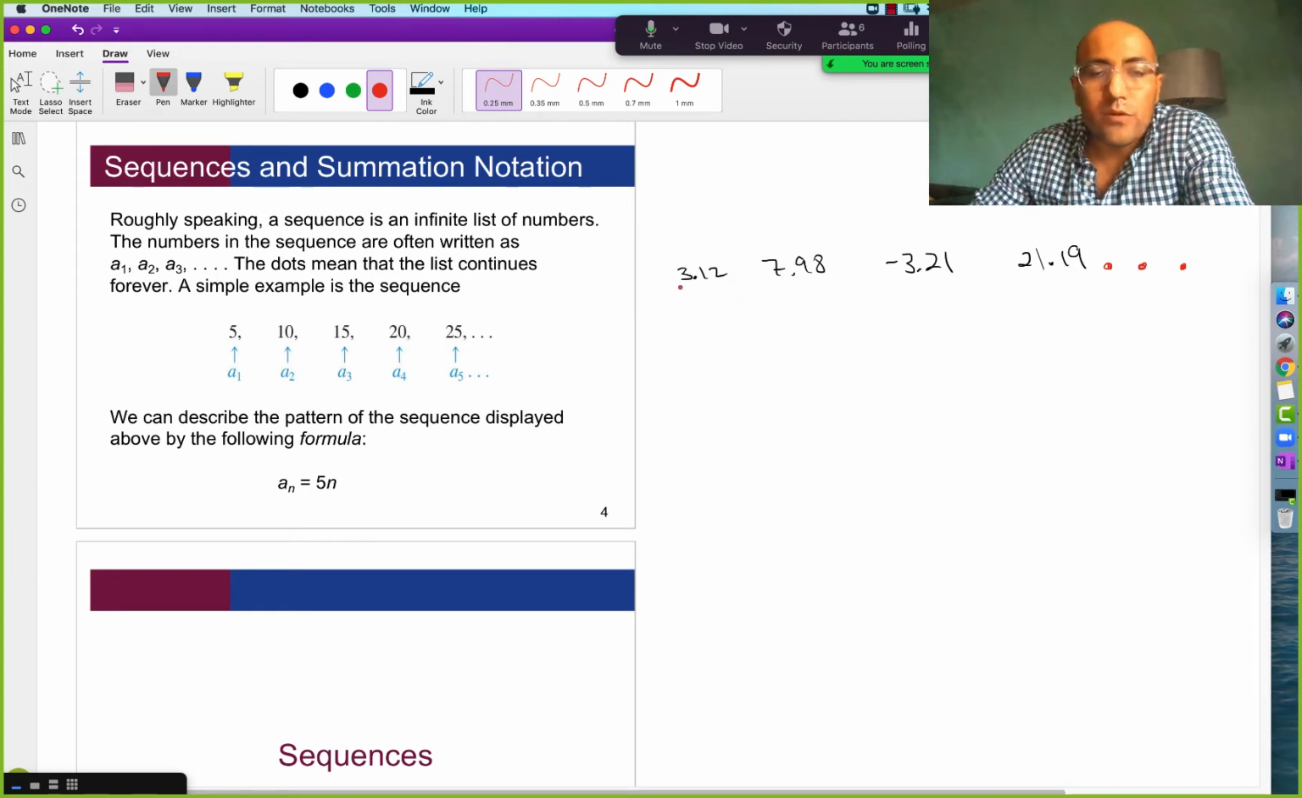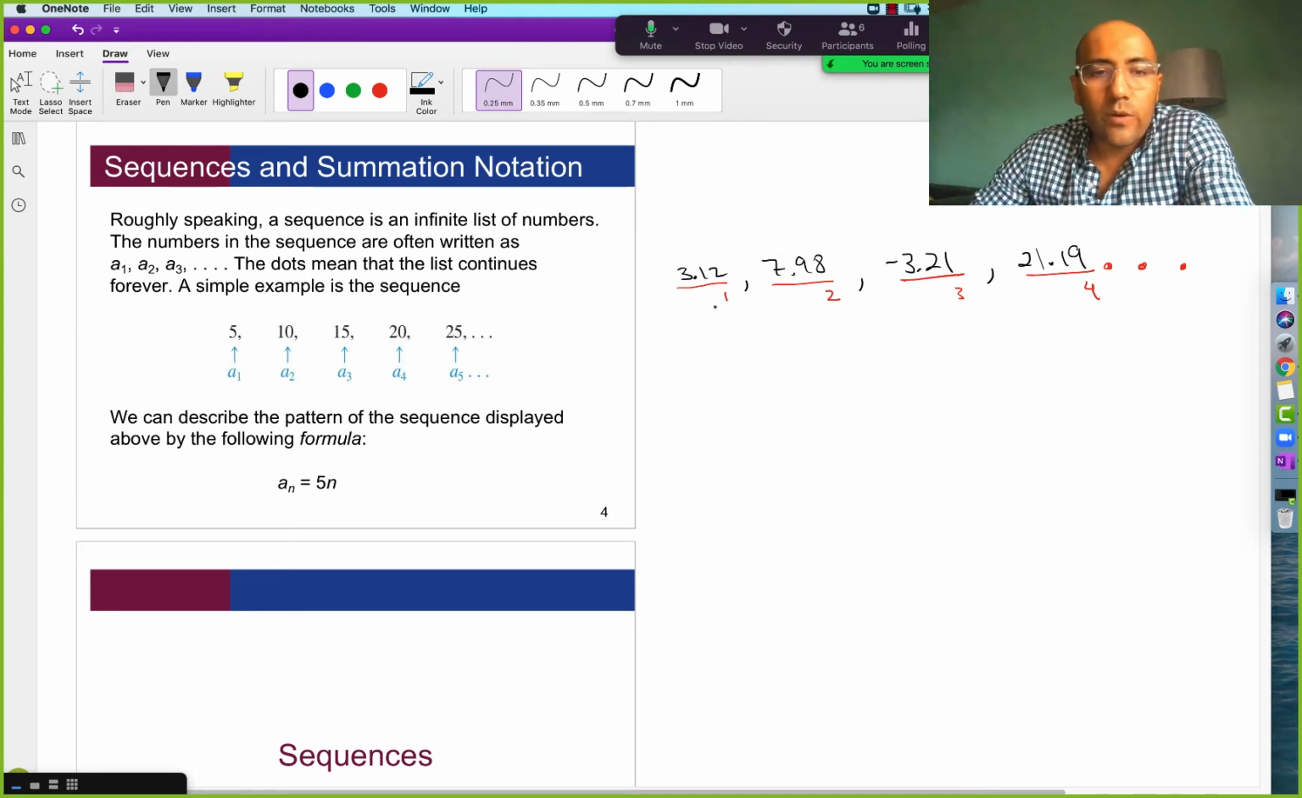But what's important is that the order matters. It's not just that these numbers are on the list. It's important that this one is the first number on my list, this one is the second, this one's the third, and this one's the fourth. So the order of the numbers makes a difference, and often these are separated by commas to make sure it's clear that one number is ending and the other one is beginning.